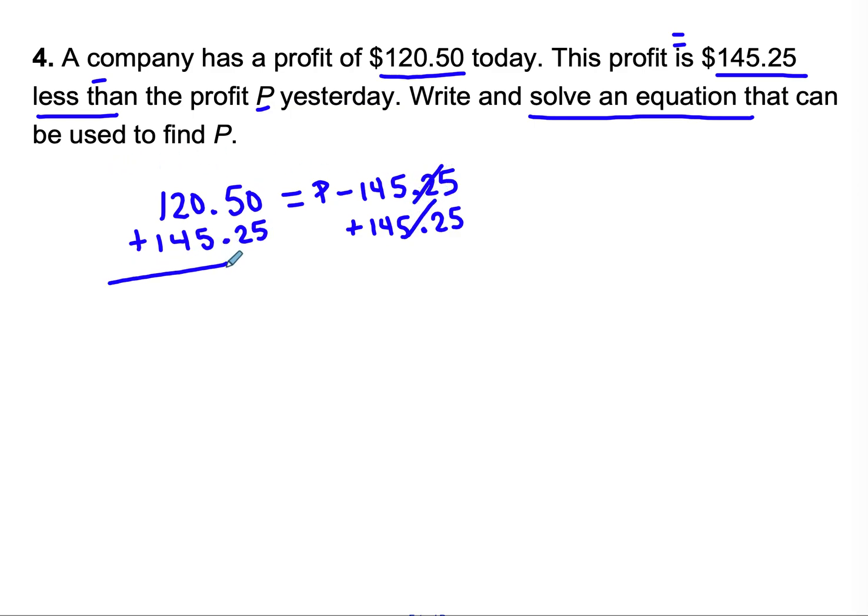Okay, same sign, find the sum. 0 plus 5 is 5. 5 plus 2 is 7. Bring down that decimal. 0 plus 5 is 5. 2 plus 4 is 6. 1 plus 1 is 2.